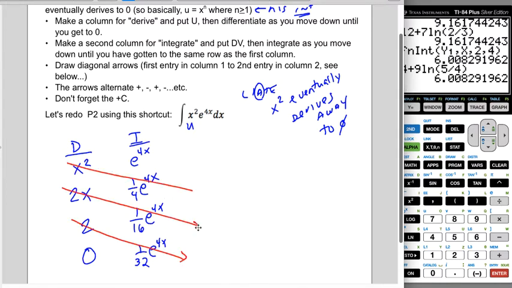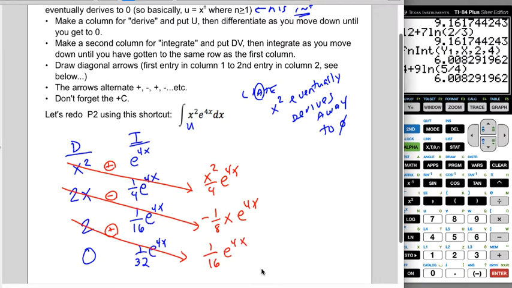Okay. And those arrows are going to alternate plus, minus, plus. And they keep alternating, plus, minus, plus, as many as you need. So I'm going to get that this is an x squared times a 1/4 e to the 4x, right? But it's going to be positive. Minus, so this is going to be a negative. 2/16 would be 1/8 x e to the 4x, right? And then plus, this would be 2/32, which is 1/16 e to the 4x, and then plus c.